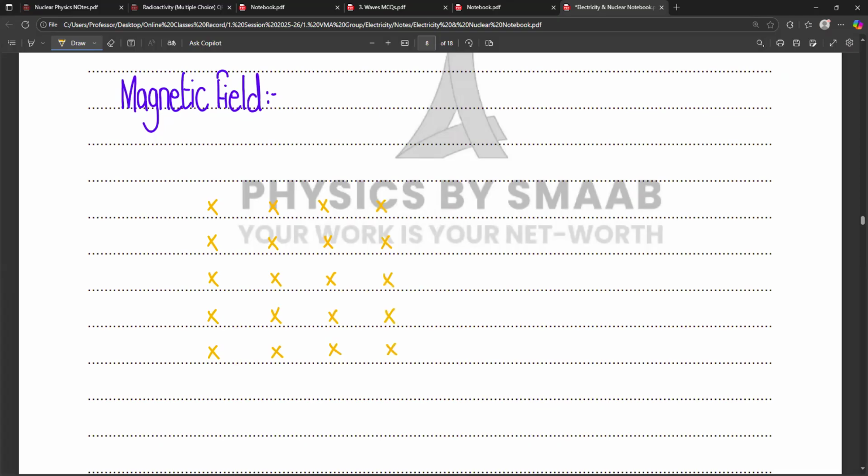So this is the pattern of magnetic field which is into the paper right now. Cross means into the paper.